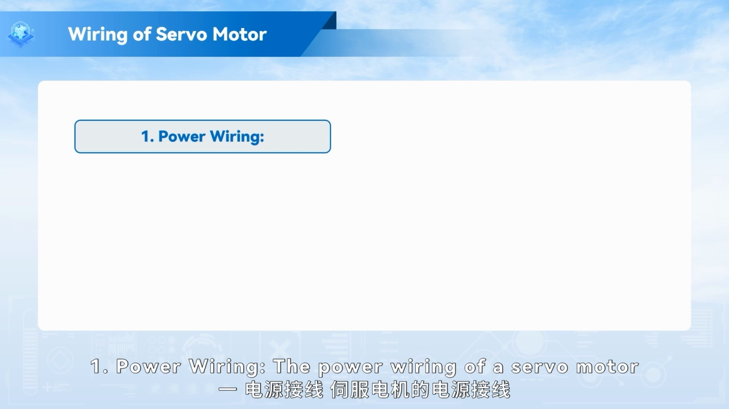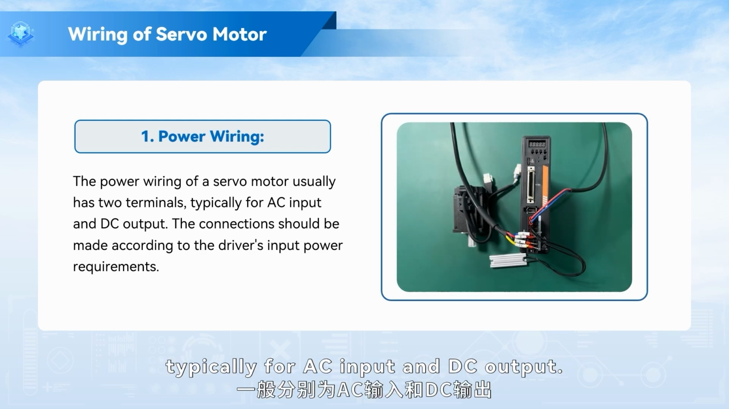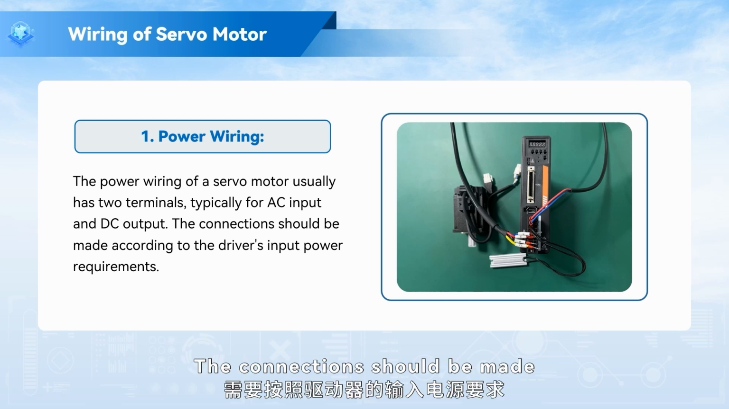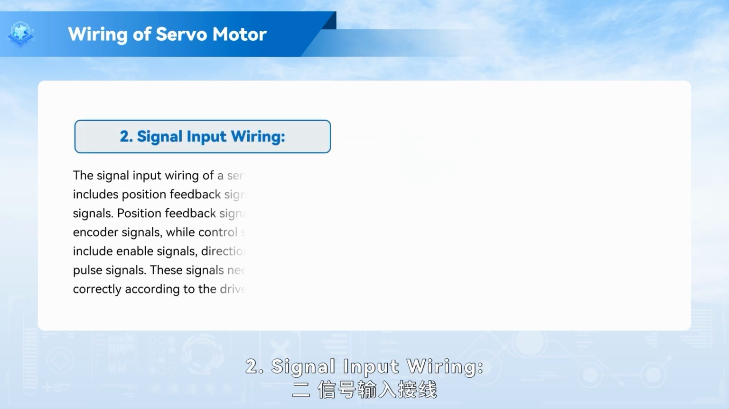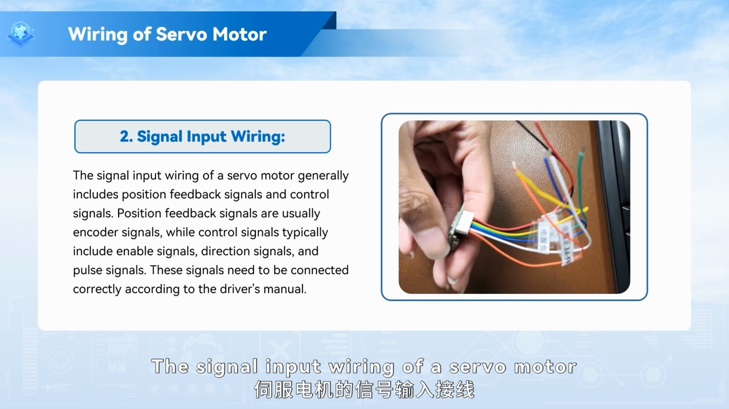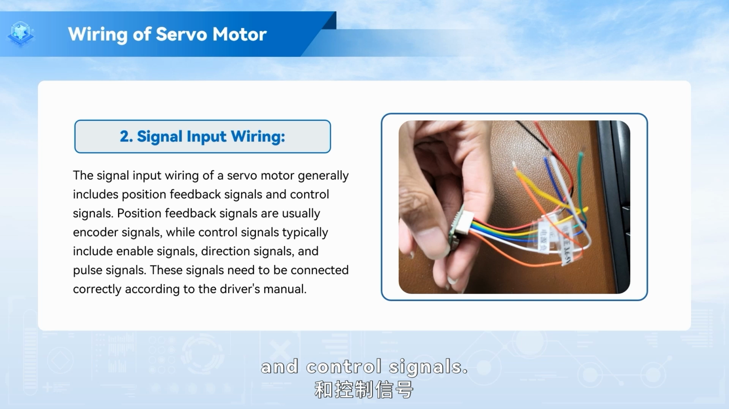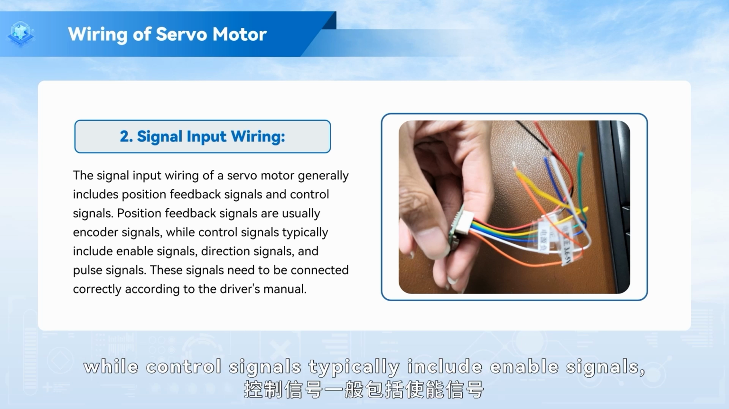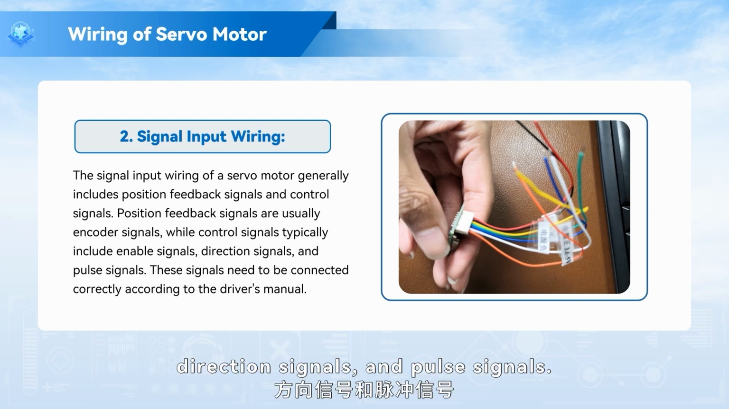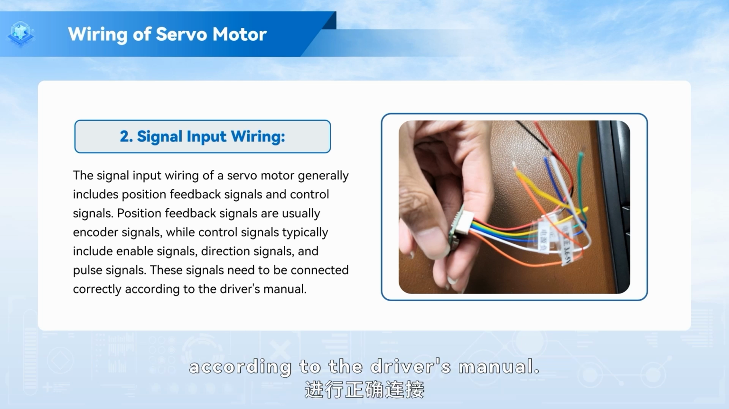1. Power wiring. The power wiring of a servo motor usually has two terminals, typically for AC input and DC output. The connections should be made according to the driver's input power requirements. 2. Signal input wiring. The signal input wiring of a servo motor generally includes position feedback signals and control signals. Position feedback signals are usually encoder signals, while control signals typically include enable signals, direction signals, and pulse signals. These signals need to be connected correctly according to the driver's manual.